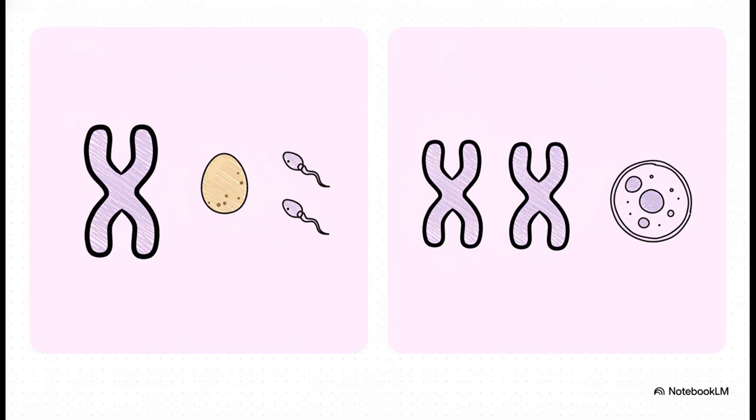Okay, the absolute most frequent student error here is confusing the two cell types. Remember this visual contrast. Haploid equals 1 set, tied to the variable n. Diploid equals 2 sets, tied to the variable 2n. A great trick? Whenever you read haploid, just think half, and whenever you read diploid, think double. Anchoring these specific variables to those words is going to save you big time on multiple choice questions.